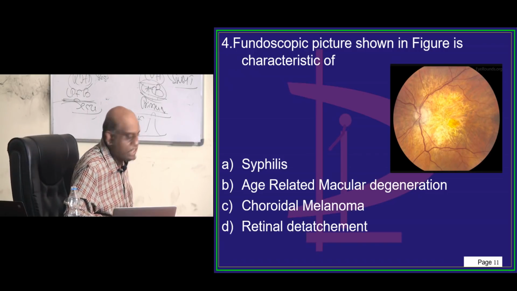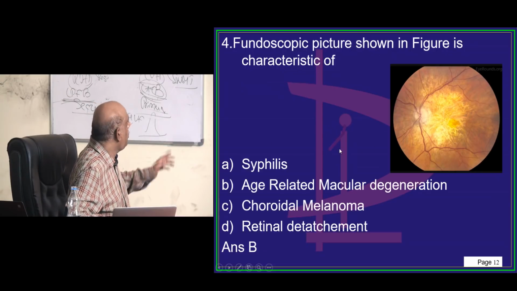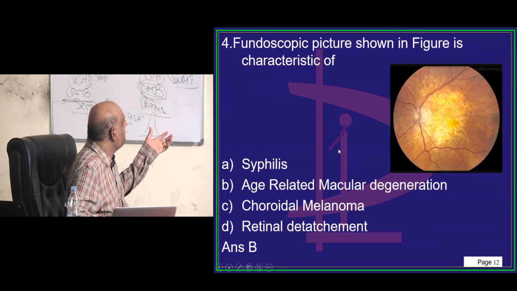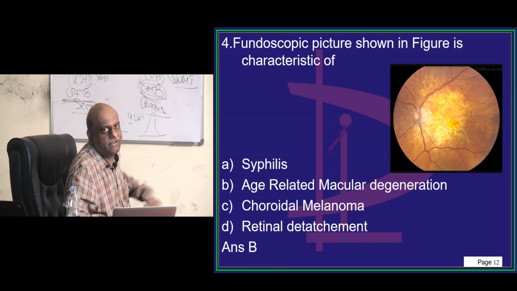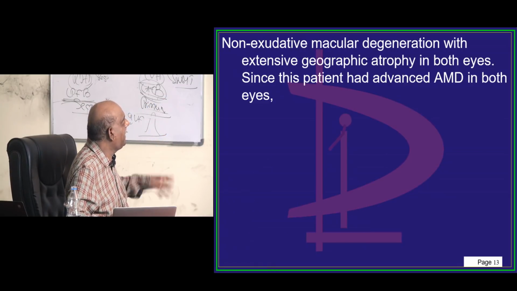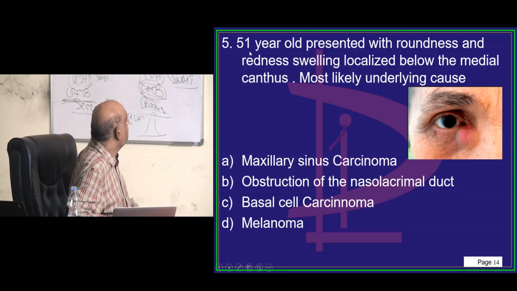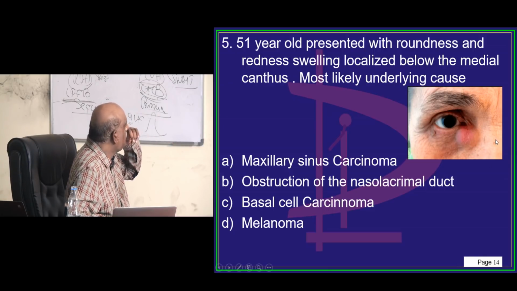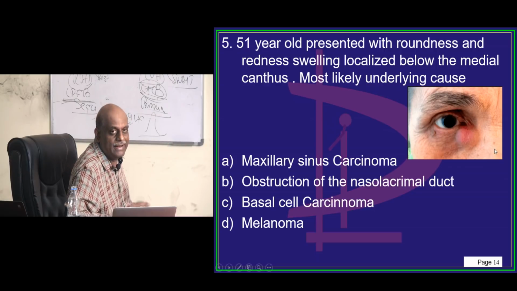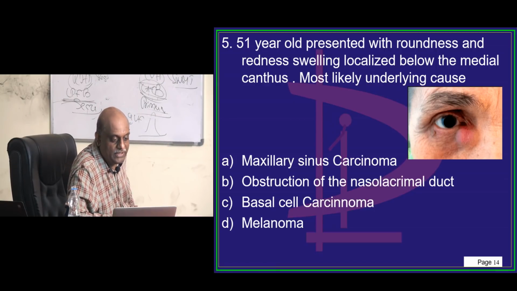So most of you are saying age-related macular degeneration. So it's a non-exudative macular degeneration with an extensive geographic atrophy. It's called a geographic atrophy in the eye because of the advanced AMD. Now a 51-year-old presented with roundedness and redness, swelling localized below the medial canthus. What is the most underlying cause for this? And what is the diagnosis is the important question of the examiner.